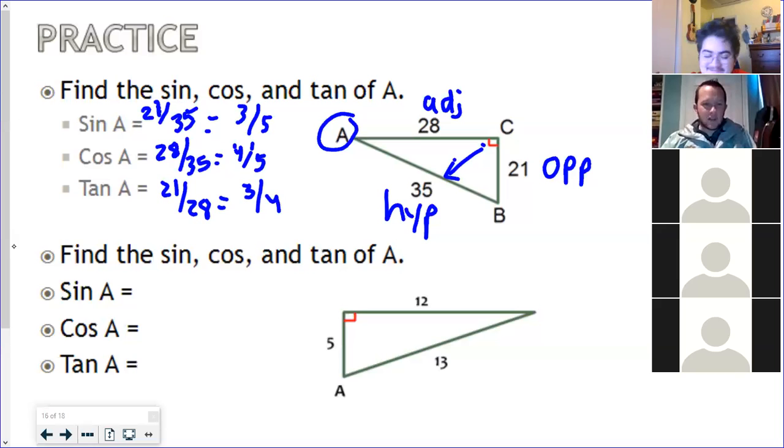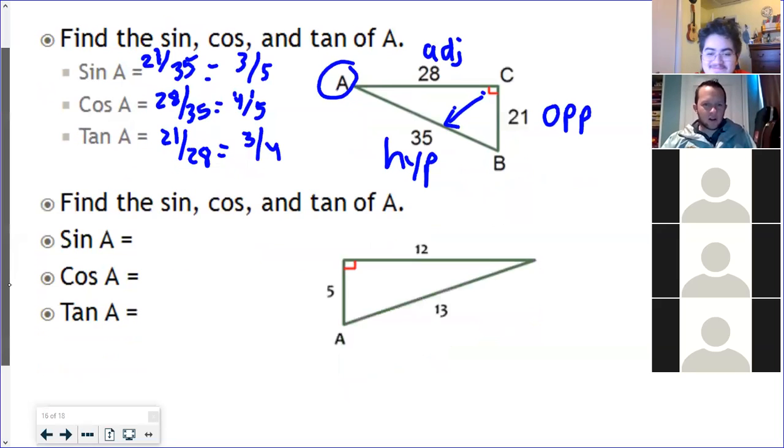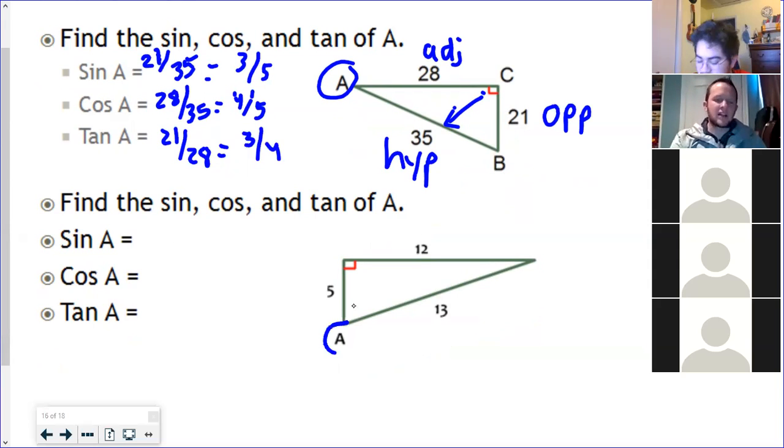I'm going to give you guys a 20-second head start. I want you to find the sine, cosine, and tangent of A. You're going to start by labeling the opposite, adjacent, and hypotenuse. Then you're going to find sine, cosine, tangent by using SOHCAHTOA. Maybe I'll count to 30 and then I'll ask for a volunteer. Go.